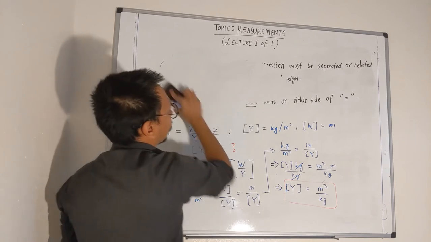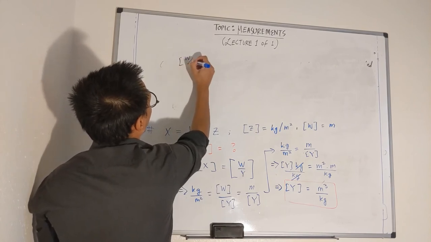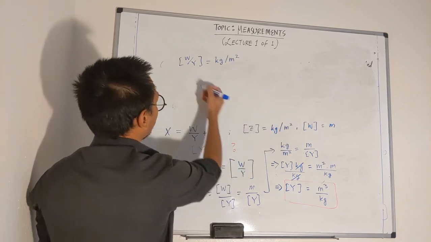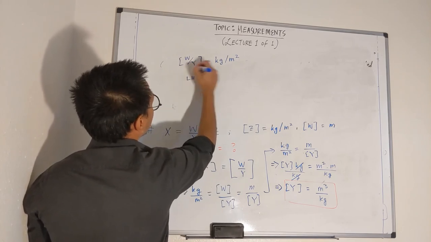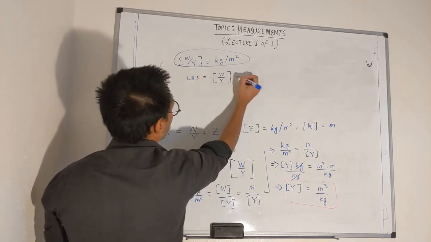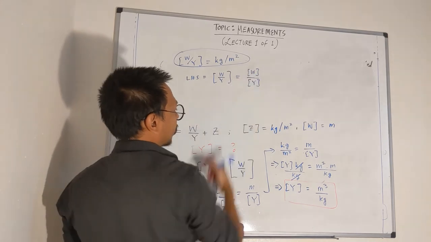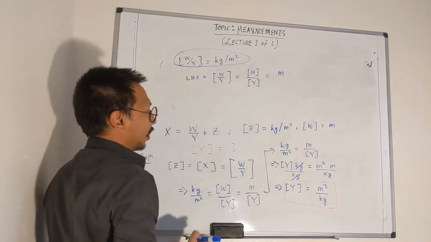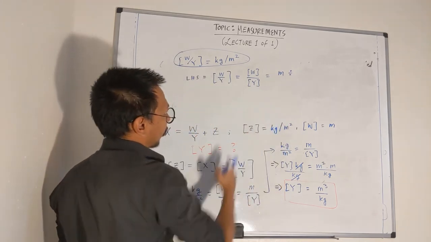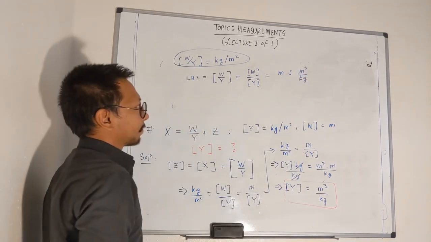Let me erase this. So w over y has dimensions of kilograms per meter squared, and we want to check that. What is the unit of w? So we want to investigate the left hand side of this equation right here. So left hand side of this equation is w over y. So we can separate out the dimensions of w and y to make the check. So what is dimensions of w? Is meters. What is the dimension of y? We just calculated this to be, so we just divide w over y. So y is meters cubed per kilograms, okay?